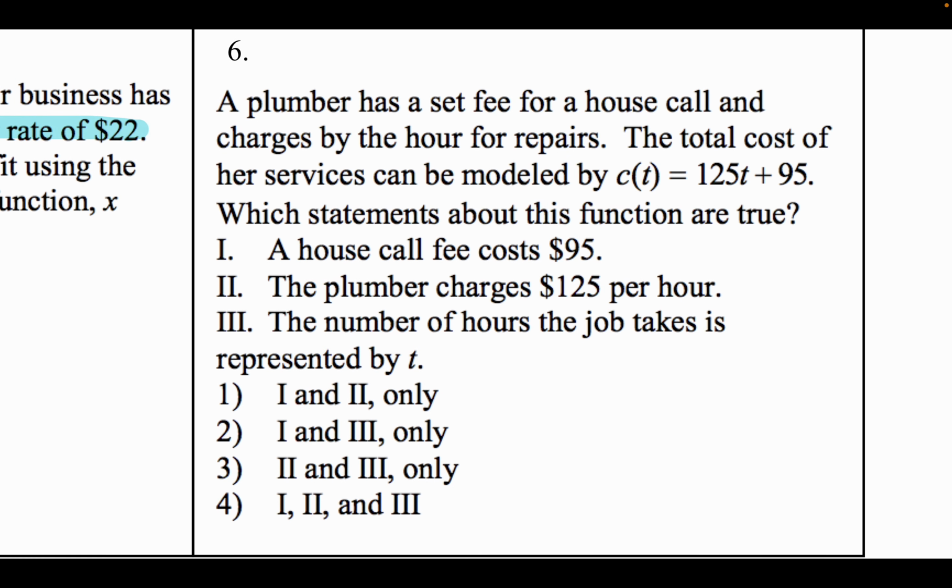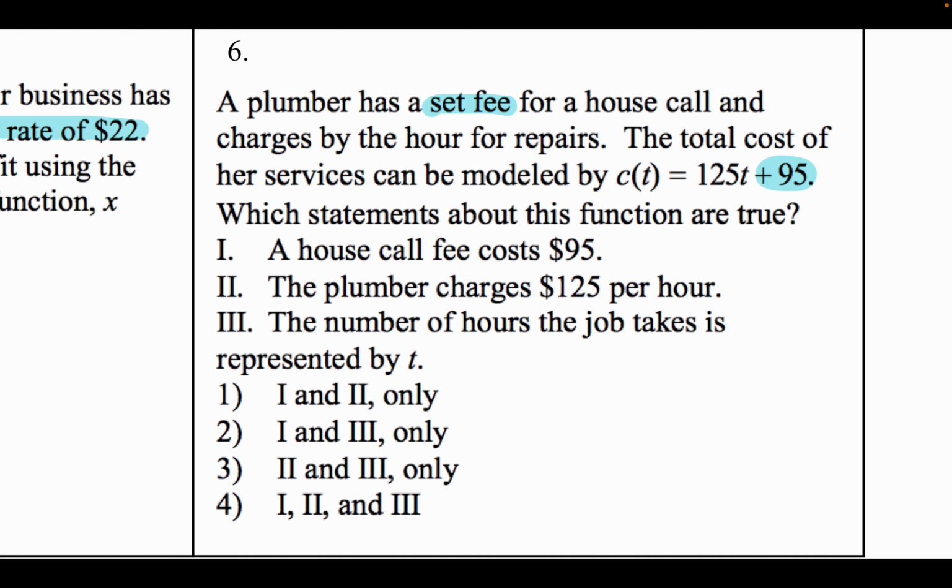Number 6, a plumber has a set fee for a house call and charges by the hour for repairs. Total cost of her services can be modeled by this function. So she has a set fee. Remember, that is the one without a variable. So $95 every time, plus the number of hours for repairs. So which statement is true about this function?